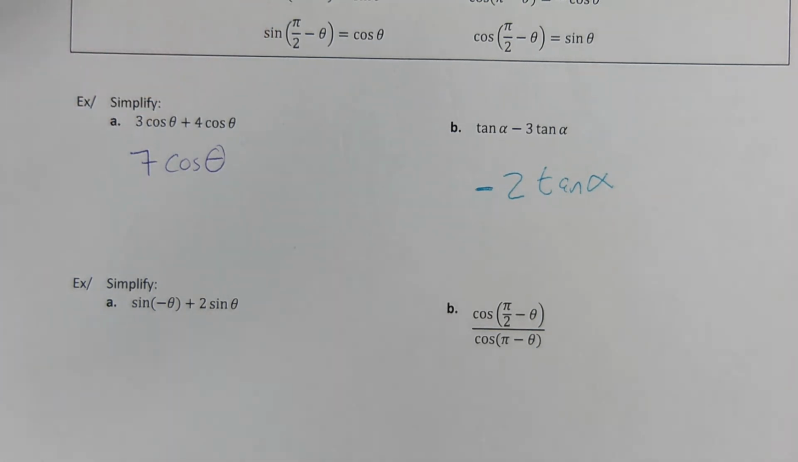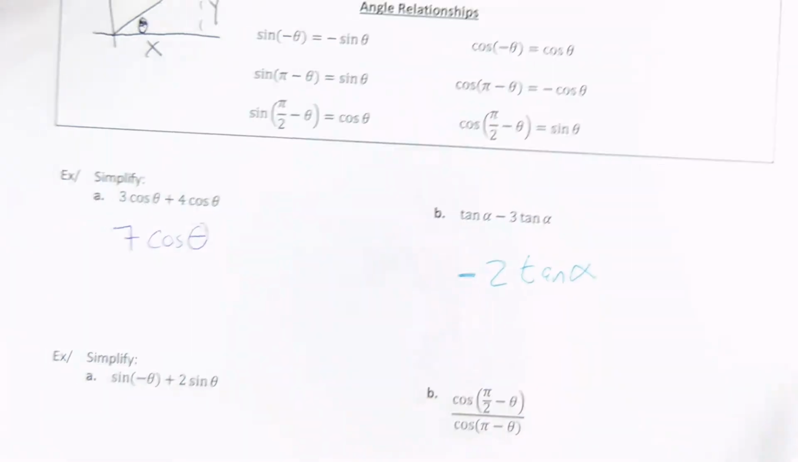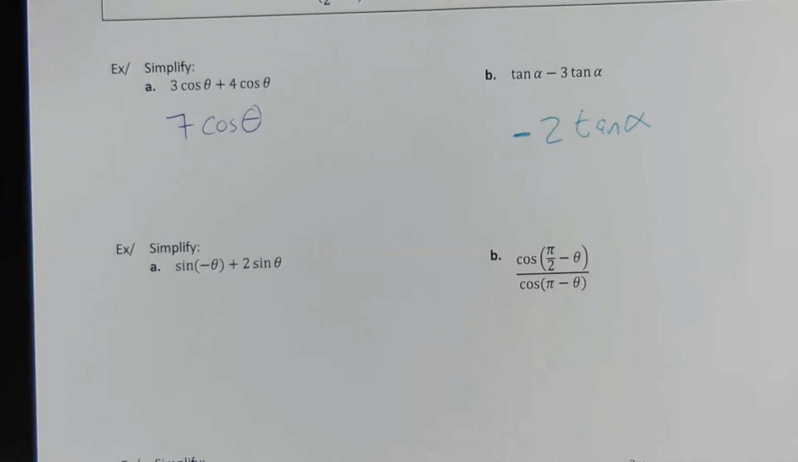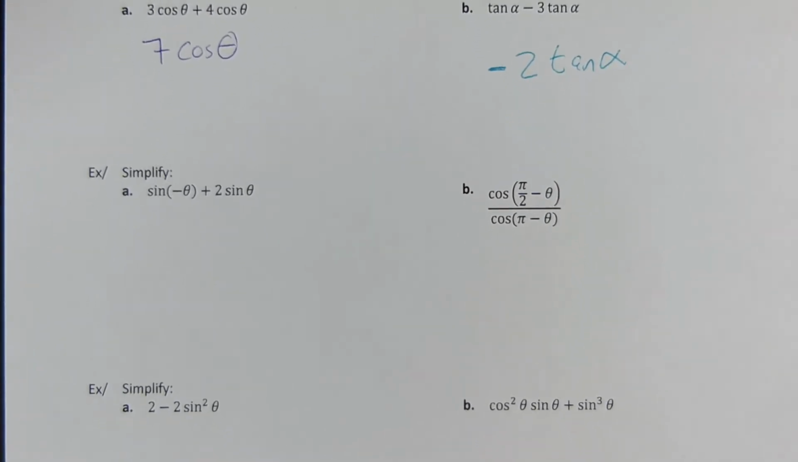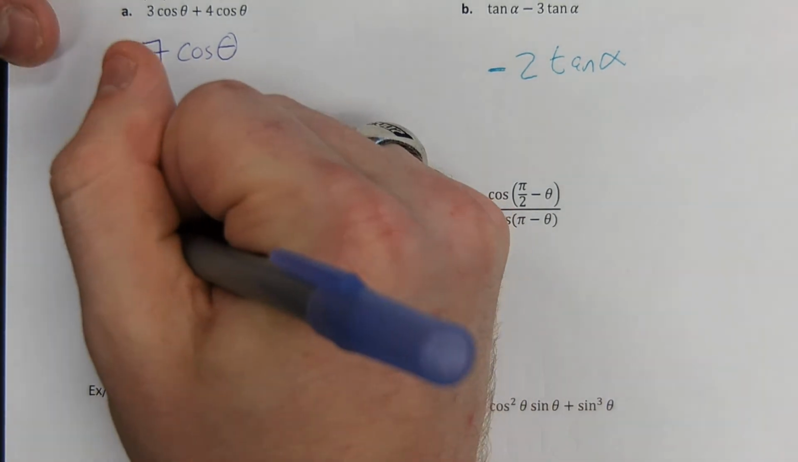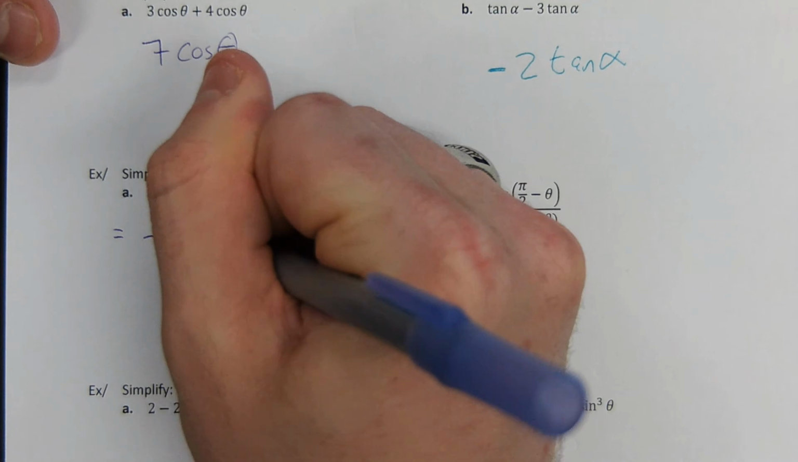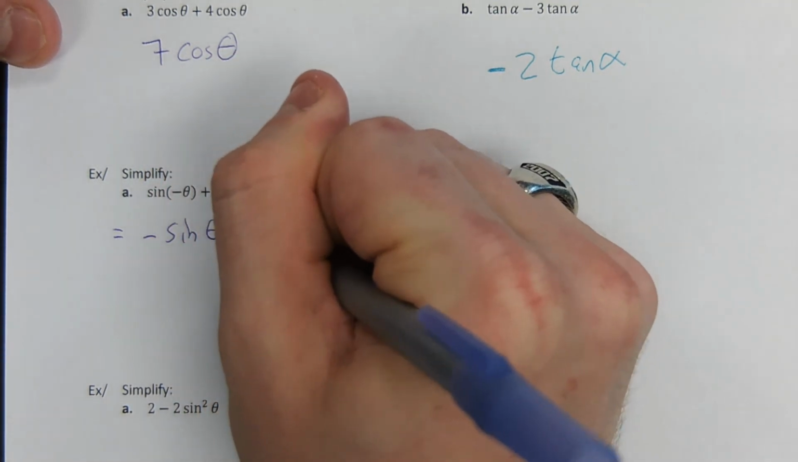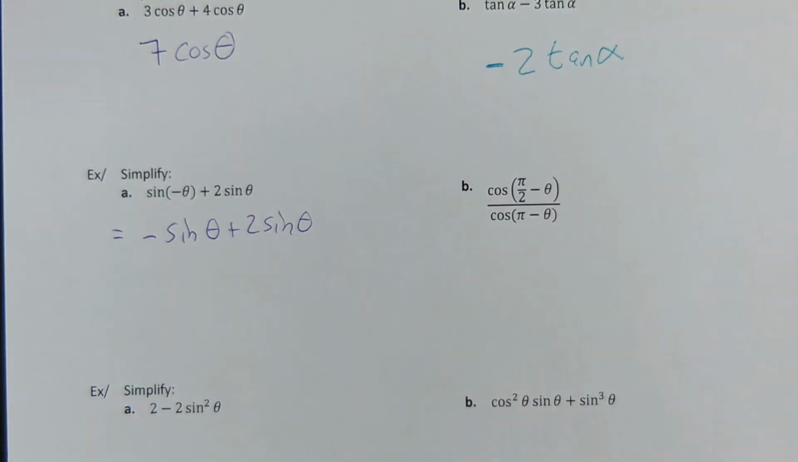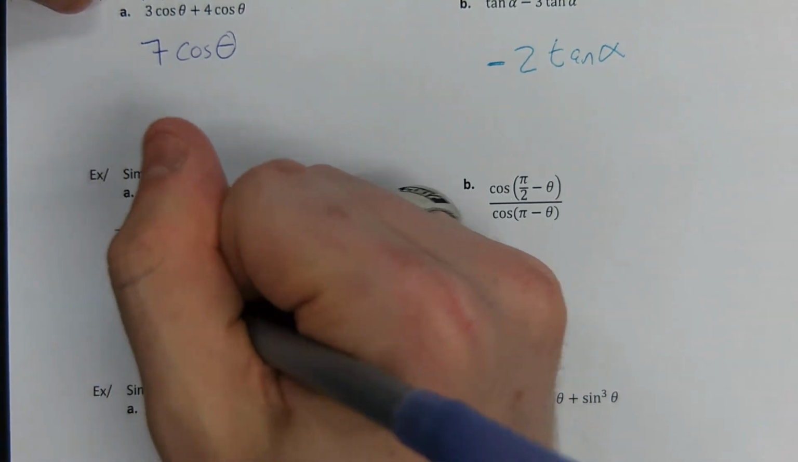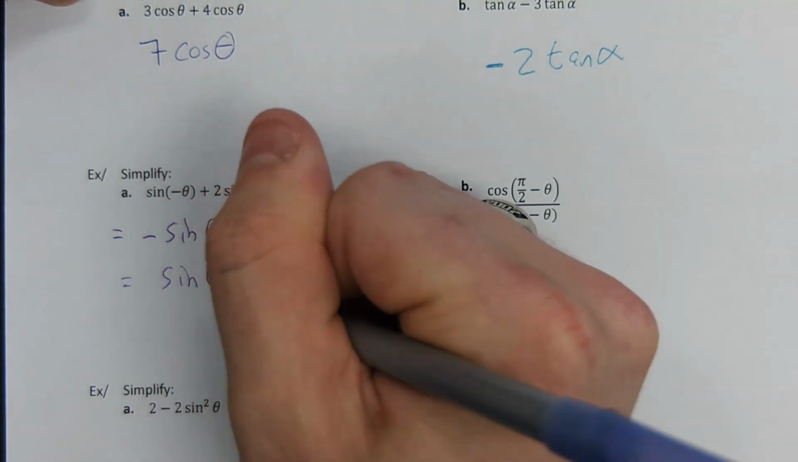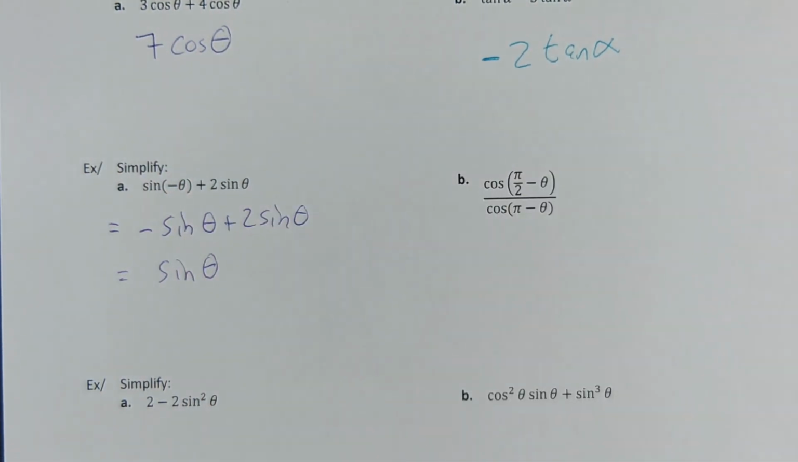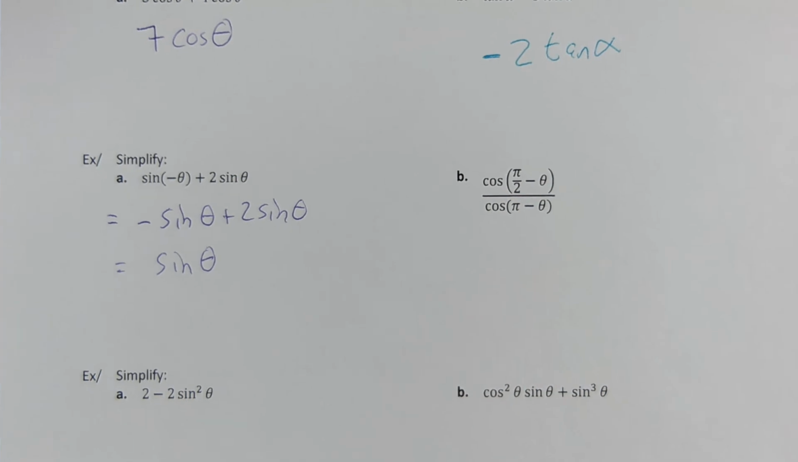All right. Is there a back to these? Okay. Sine negative theta plus 2 sine theta. Well, sine is an odd function. So sine of negative theta is the same thing as saying negative sine of theta. And negative sine theta plus 2 sine theta is just sine theta. By the way, I love trig manipulations. Absolutely love them.